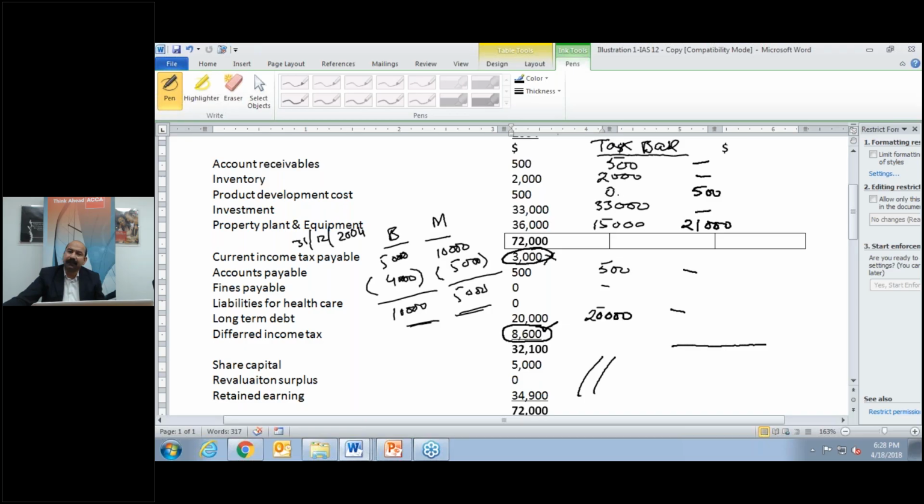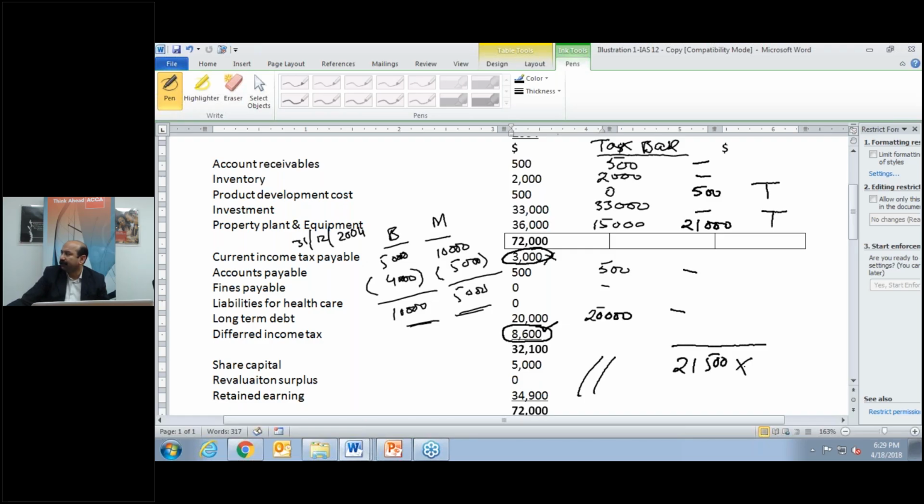Now you can see that here the carrying value of the asset is higher. So this was basically the taxable temporary difference. This was the taxable temporary difference. So this will give us in total 21,000. Let me check, is it correct? 36,000 minus 15,000. So it should be, yes, 21,000 plus 500. So total taxable temporary difference will be 21,500.